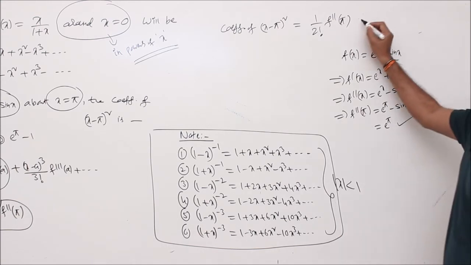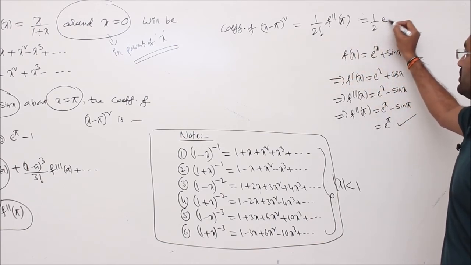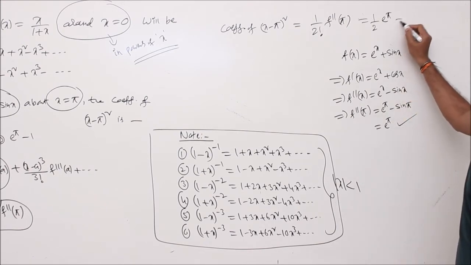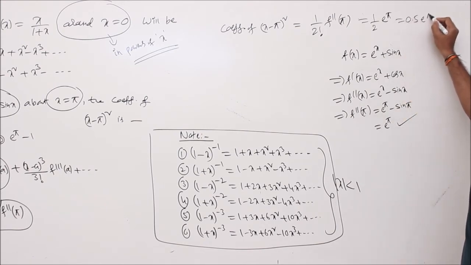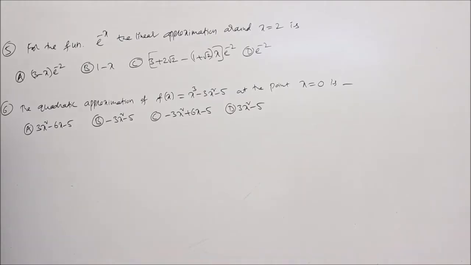So now that is equal to 1 by 2 factorial, means 2 only. 1 by 2 into e power pi. So 1 by 2 into e power pi, or I can write 0.5 into e power pi. So for this question, the answer is option B. Next problem on Taylor series.